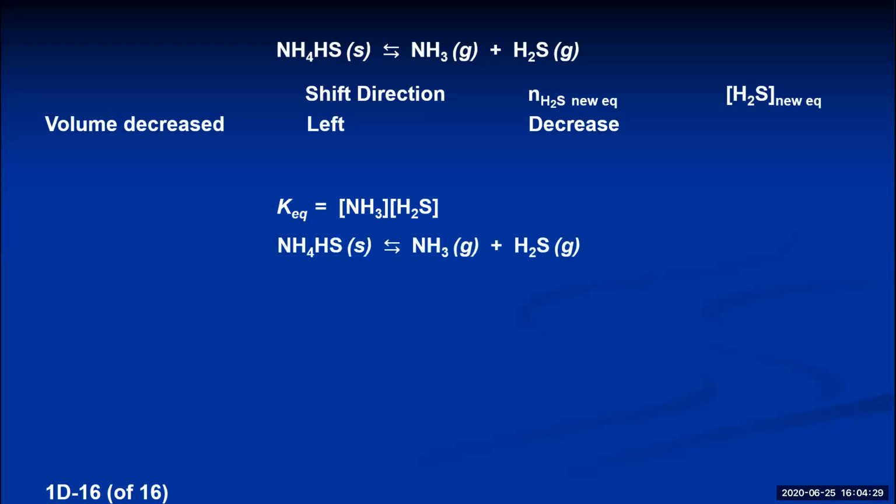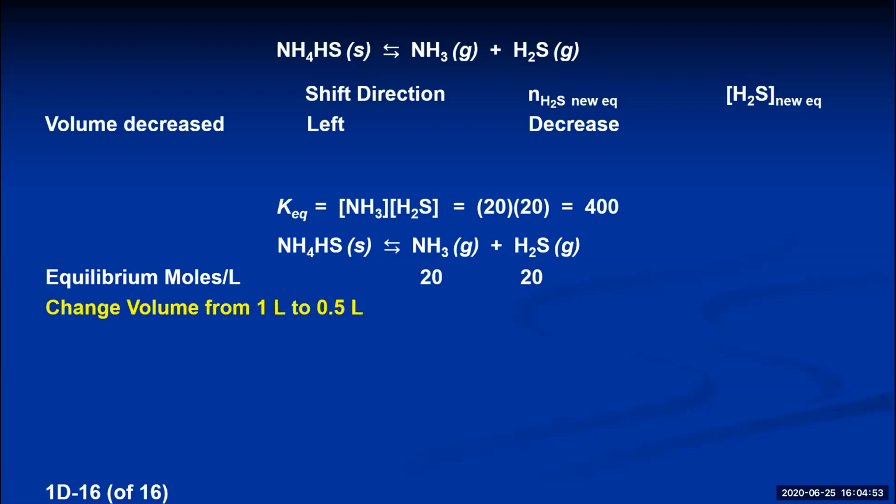Watch what happens numerically here. For this reaction at equilibrium, let's say we have 20 molar of NH3 and 20 molar of H2S. What's our equilibrium constant? 20 times 20, it's 400. Okay? If we decrease the volume, what happens to those molarities? Container's smaller, they're going to be more compacted, more concentrated. So if we change the volume from 1 liter down to 0.5, I'm just doing this because it's easy to calculate, the molarities would now be 20 moles per 0.5 liters, or 40, and 40 again. So we now have a situation that's not at equilibrium because 40 times 40 equals 1600. It doesn't equal the equilibrium constant.